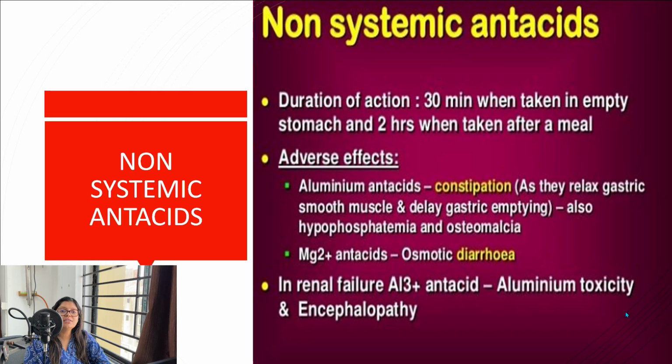The onset of action of these non-systemic antacids is usually 30 minutes, and they show action for about 2 hours. In case of aluminum antacids, adverse effects like constipation are seen in the majority of cases. For magnesium antacids, osmotic diarrhea is also seen. In renal failure, the aluminum antacid may cause aluminum toxicity and encephalopathy. So those are the prolonged adverse effects.